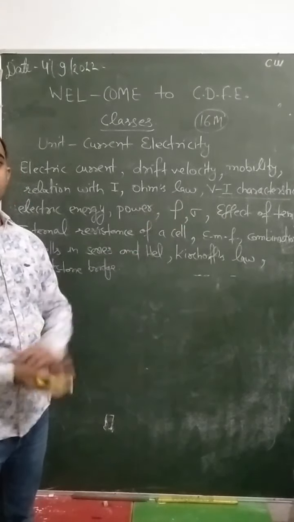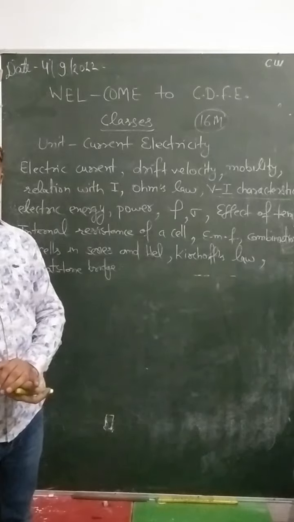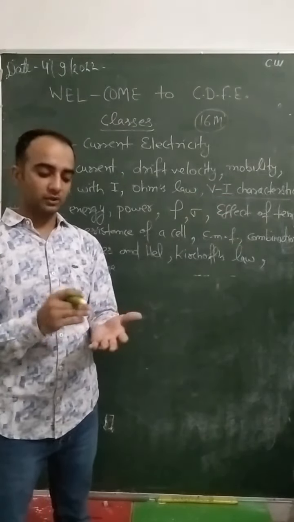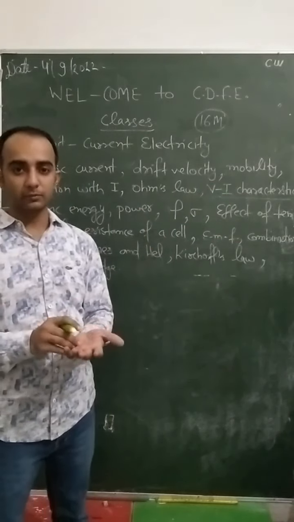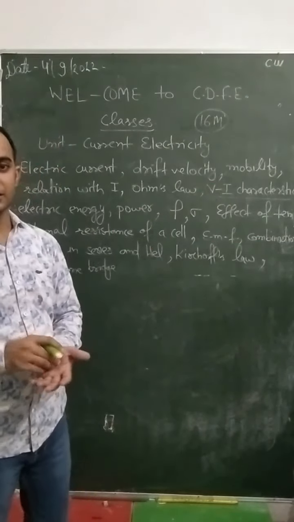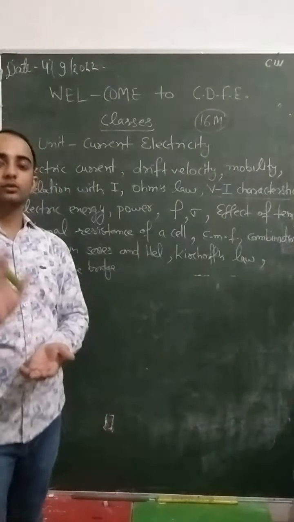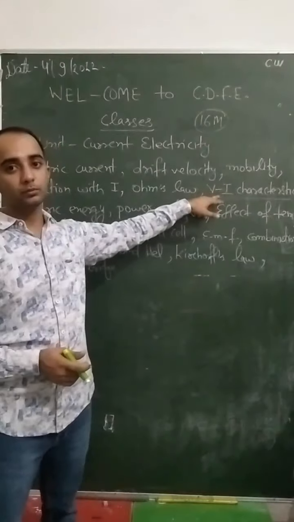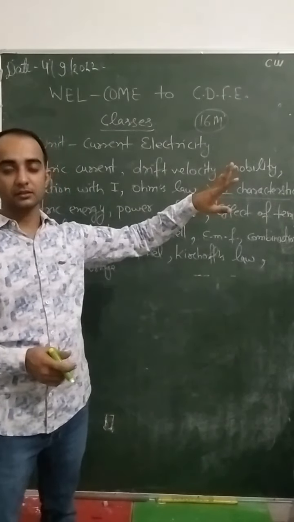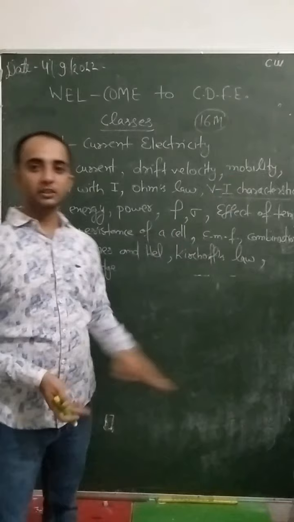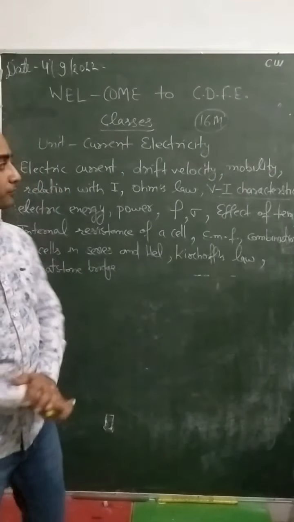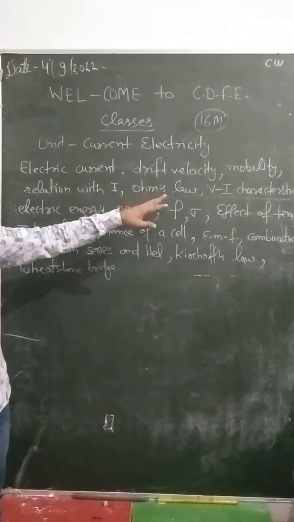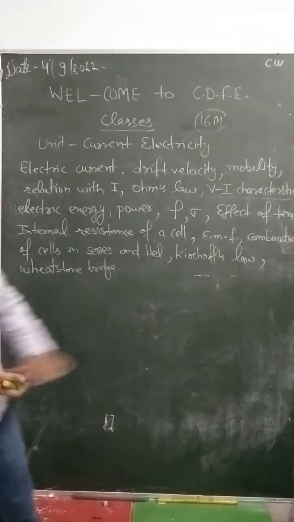Now VI characteristics. What is the change in current when you change the voltage? You have to study it for different types of material, like you can check it for metals at low temperature, at high temperature, or you can check with a diode. You can take a diode, and for that you have to plot VI characteristics. In the next unit also we have to study semiconductor devices, VI characteristics. So these are all very important for that unit also.